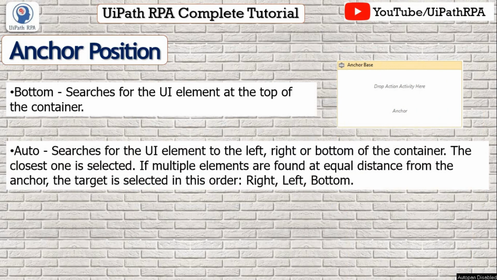Now auto. If we select auto from the anchor position, then it searches for the UI element to the left, right, bottom of the container. The closest one is selected. If multiple elements are found at equal distance from the anchor, the target is selected in this order: right, left and bottom. Based on this, it will look for the target and complete the action.